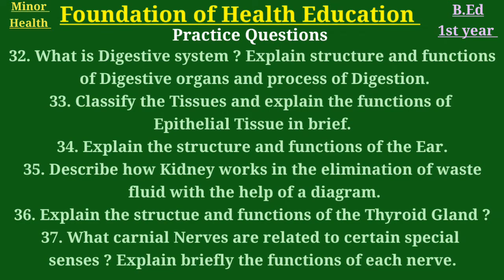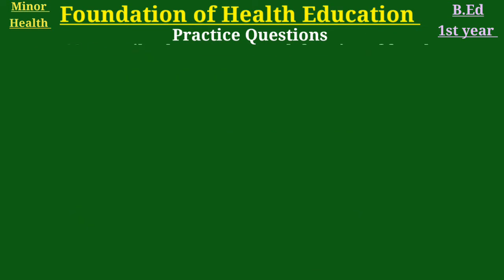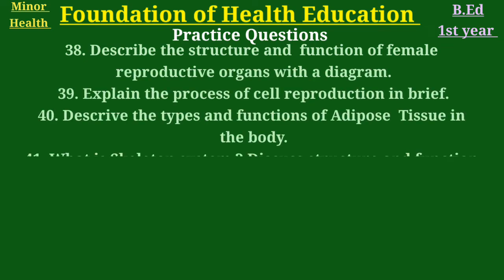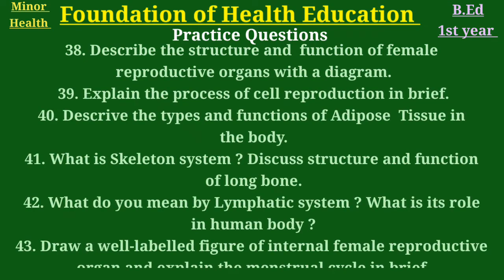What cranial nerves are related to certain special senses? Explain briefly the functions of each nerve. Describe the structure and functions of female reproductive organs with a diagram. Explain the process of cell reproduction in brief.